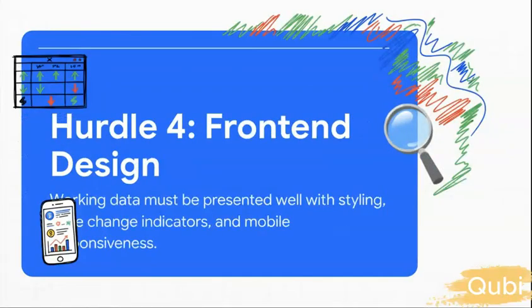And finally, let's say you overcome all those massive technical challenges. You still have to make it look good. Raw data is just ugly. You need to style the tables, add those super important green and red colors for price changes, and make sure the whole thing works perfectly on a phone. Because let's face it, presentation is everything.